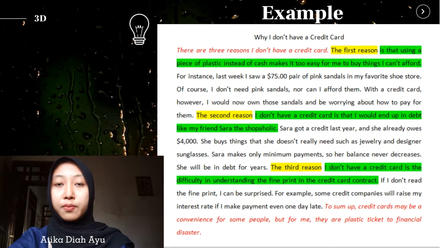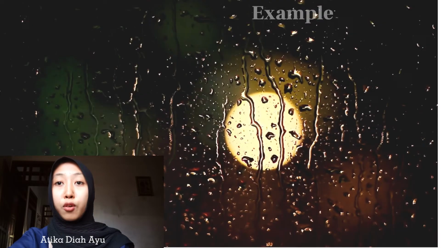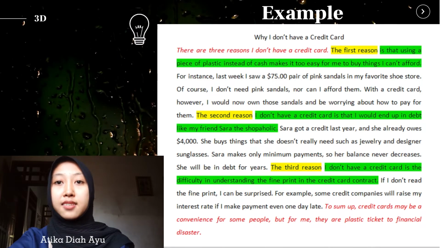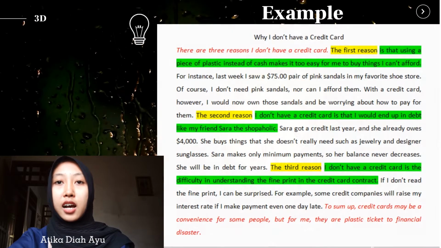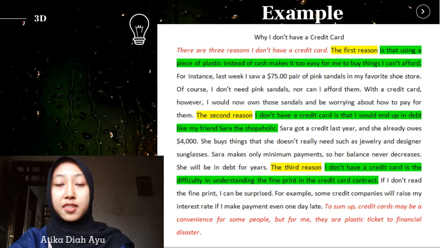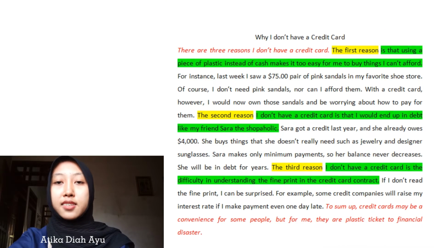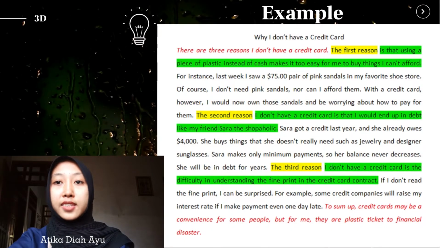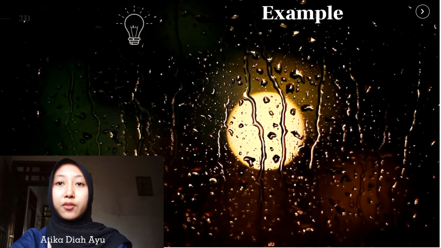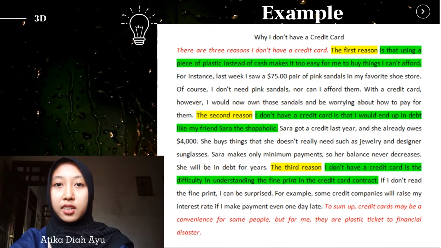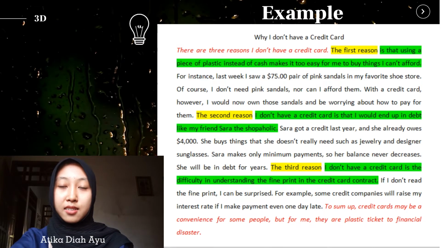In category 1, the writer says, using a piece of plastic instead of cash makes it too easy for me to buy things I can't afford. In category 2, the writer says, I would end up in debt like my friend Sarah, the shopaholic. In category 3, the writer says, the difficulty in understanding the fine print in the credit card contract. And the last, the one in red writing, is a conclusion that restates the topic sentence.